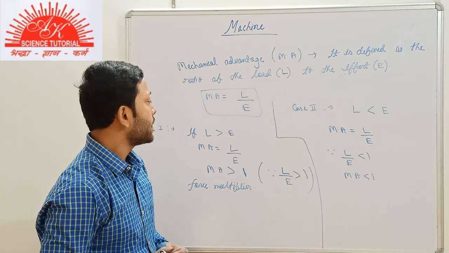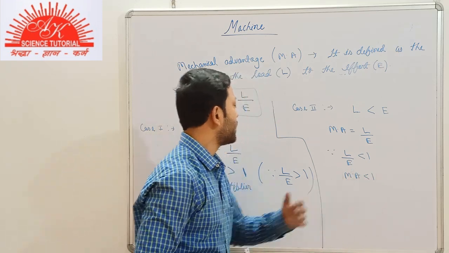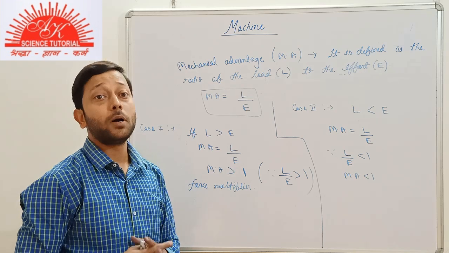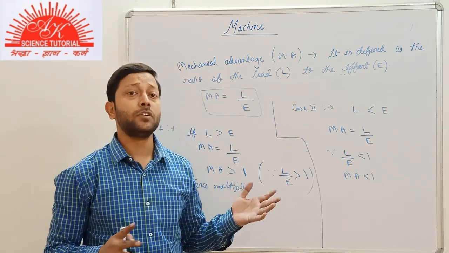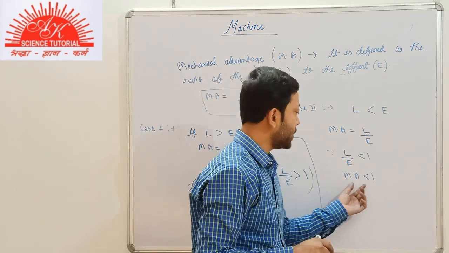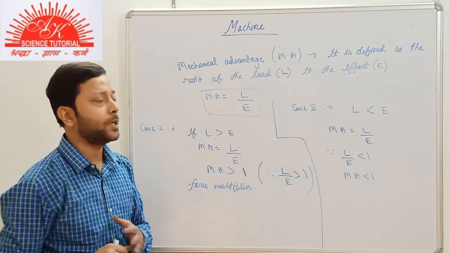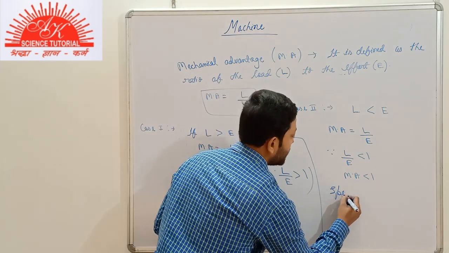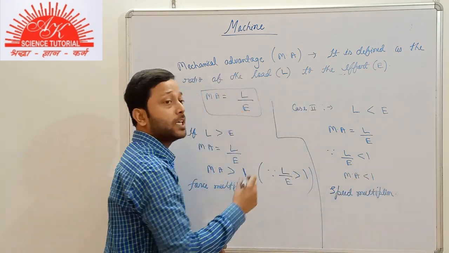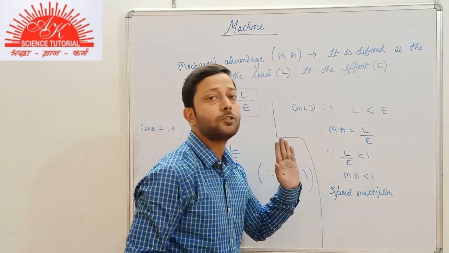With this relation, we cannot state confidently that this machine must be a speed multiplier. But when we discuss the physical quantity, the velocity ratio, it will be more clear that the machine is a speed multiplier. So these types of machines will be known as speed multipliers. Compare them: MA greater than 1, force multiplier. MA less than 1, speed multiplier.